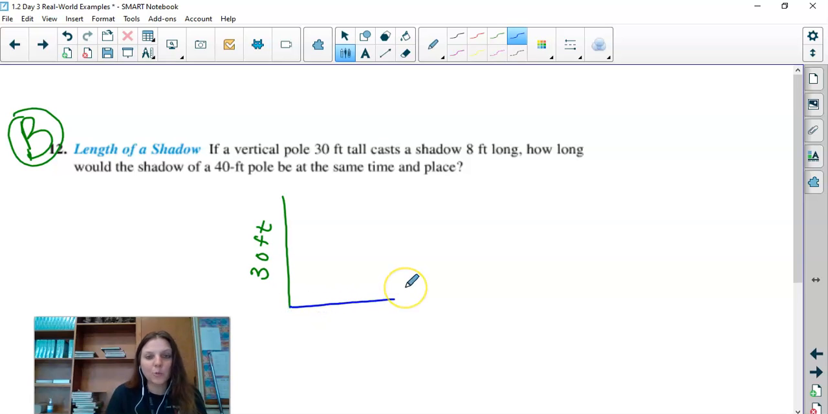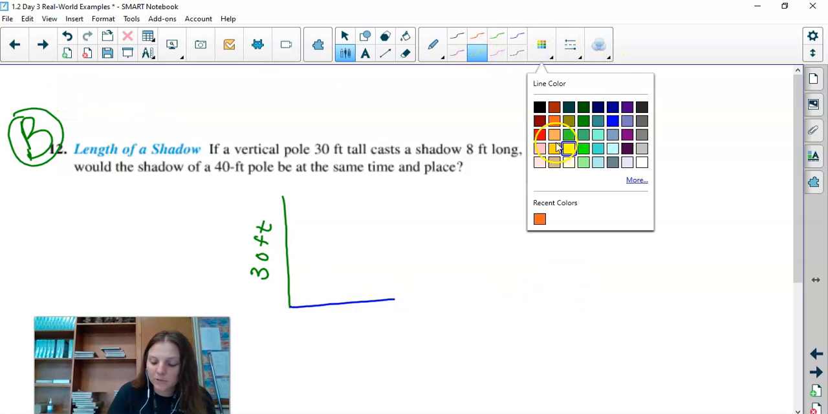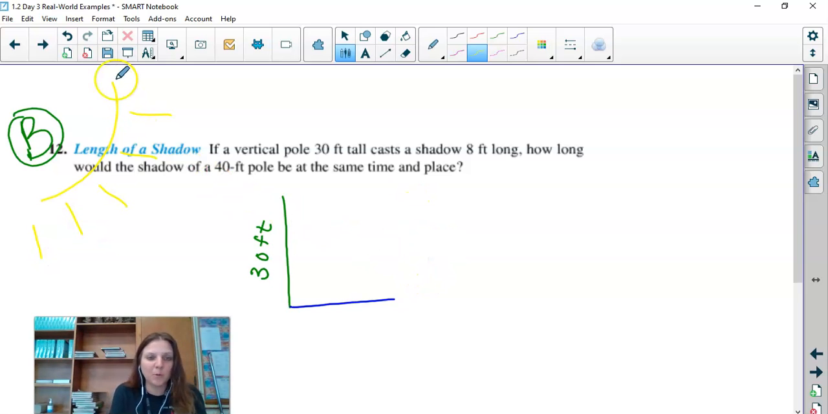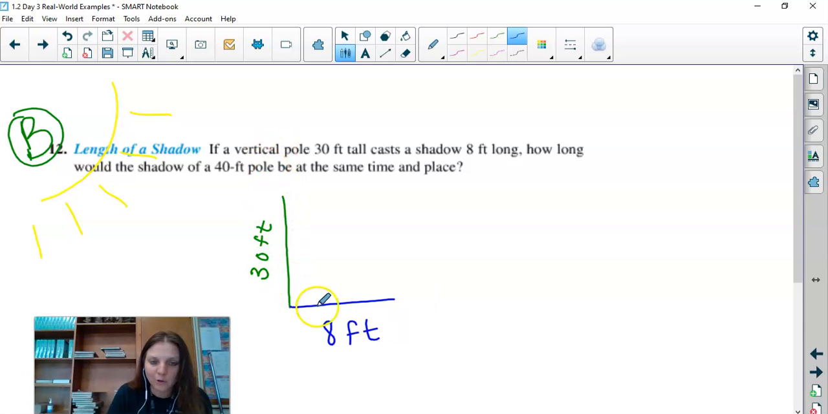It doesn't matter which way you draw the shadow. If you put the sun back here, then you're going to draw the shadow to the right. If you put the sun on the other side, it doesn't really matter. Again, the idea is that you're just putting the shadow in the same direction. So I'm going to put my sun here. That means my shadow will go to the right. And as you can see, it's not drawn to scale, because it says my shadow is 8 feet. This is not the same length, 30 and 8. It's just approximate. How long would the shadow of a 40-foot pole be at the same time and place?